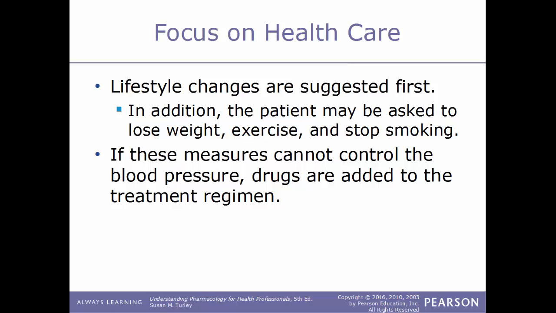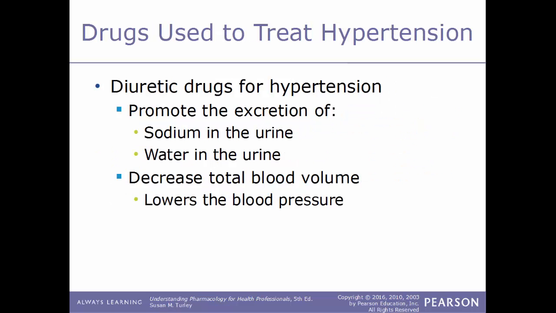Now, if the high blood pressure can't be controlled with these initial steps, then drugs are added to the treatment regimen. A type of drug that is often given for hypertension are diuretics. Diuretics are given to promote the excretion of sodium and water within the urine. And by eliminating both of these, you are going to decrease the total blood volume. So if there's less volume for the heart to pump around, the heart doesn't have to pump as hard. So this will lower blood pressure.